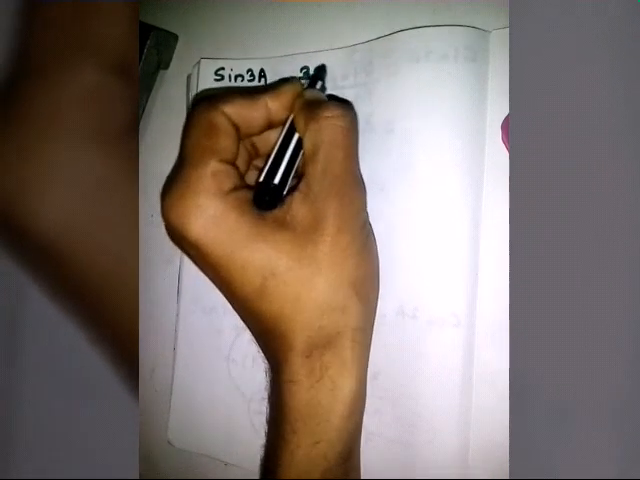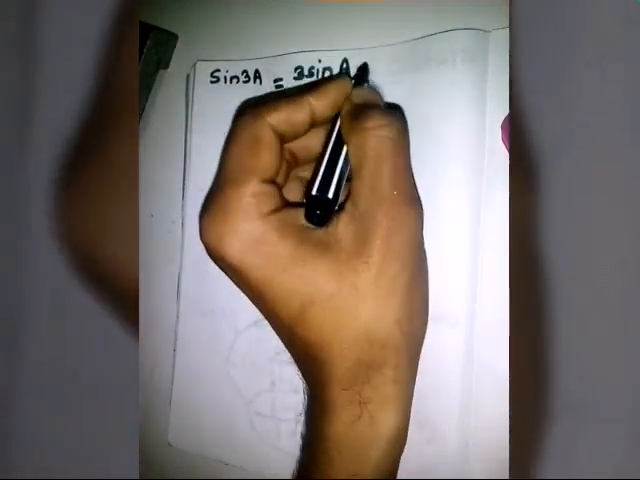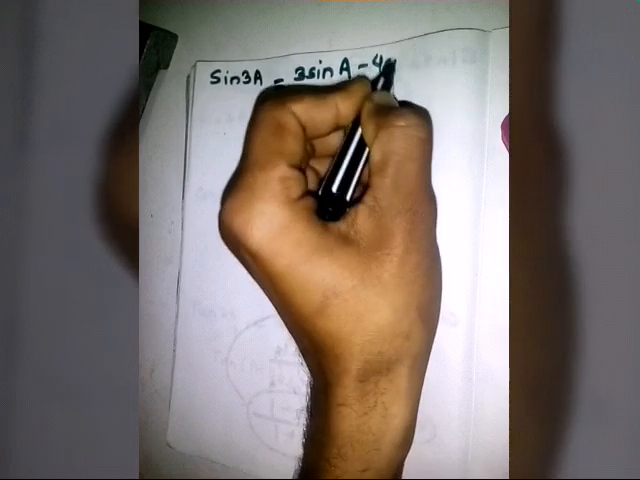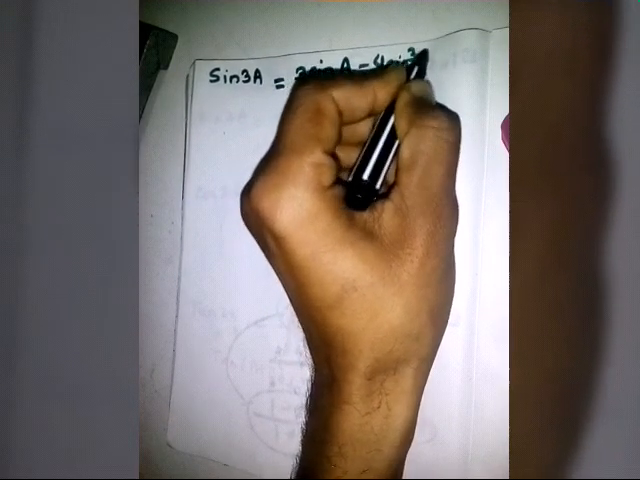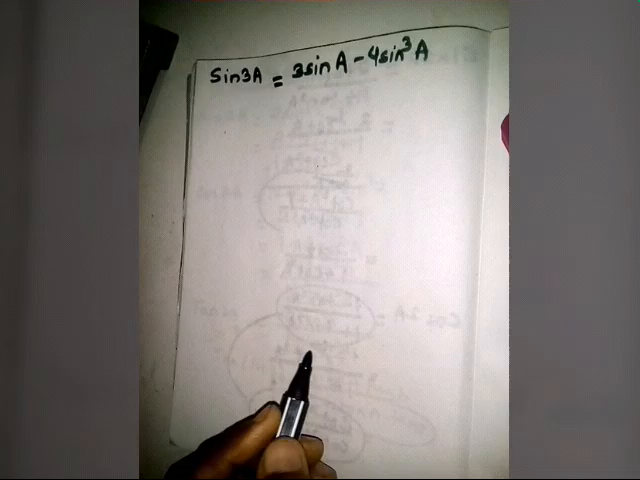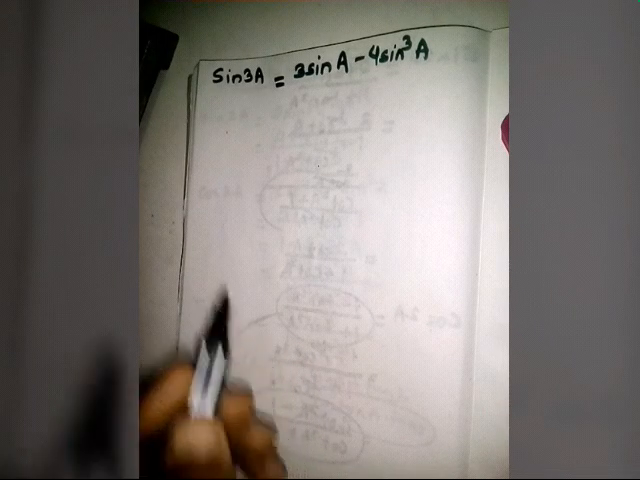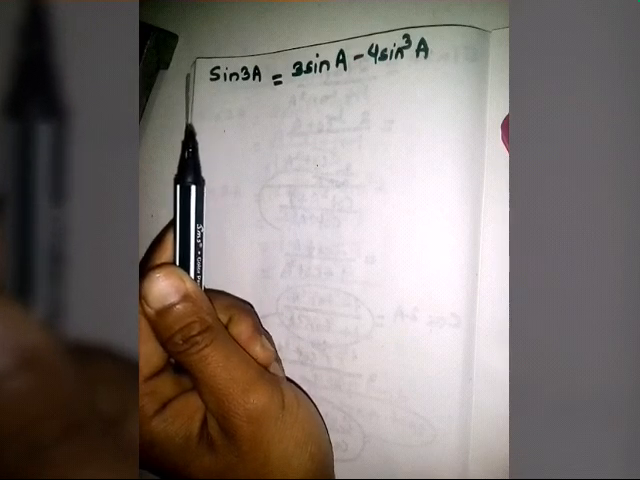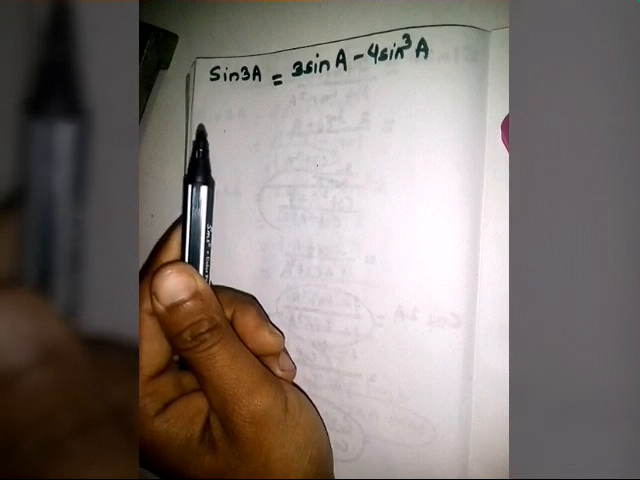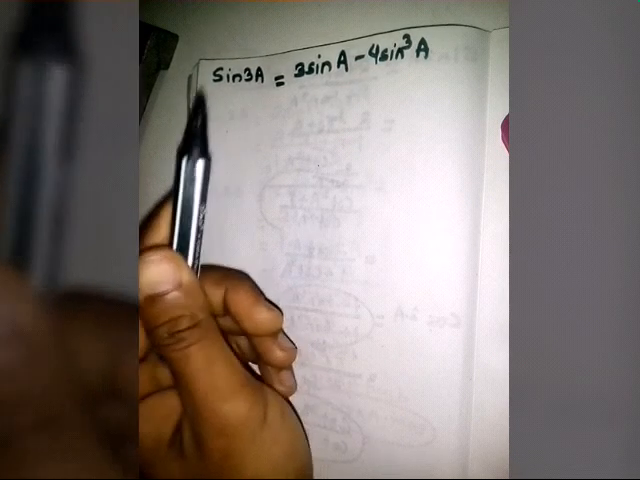So let's do it. The formula of sine 3a is 3 sine a minus 4 sine cube a. Now we can derive this formula, but before deriving I want to tell you something: once you know the formula of sine 3a, you can easily know the formula of cos 3a. Now how is that? So first please observe.